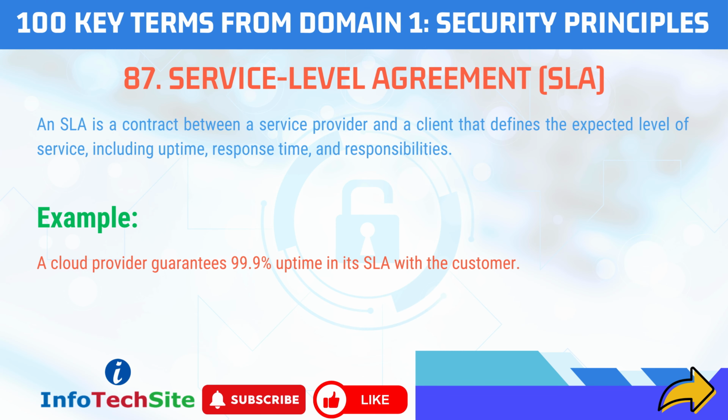87. Service Level Agreement, SLA. An SLA is a contract between a service provider and a client that defines the expected level of service, including uptime, response time, and responsibilities. Here is an example. A cloud provider guarantees 99.9% uptime in its SLA with the customer.